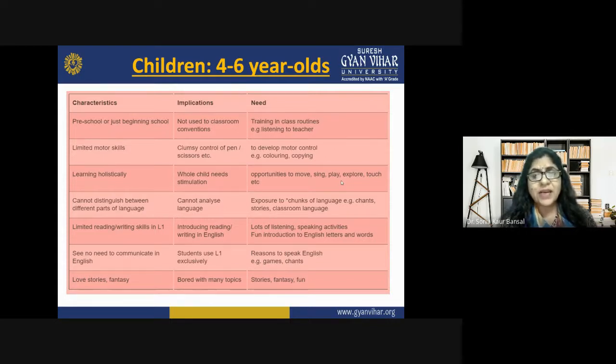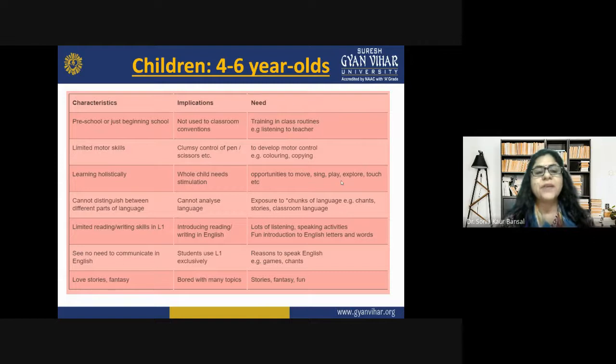The implication is that the child cannot analyze language. So the child needs to develop exposure. He has to be given exposure to chunks of language, such as chants, stories, and classroom language. The child is actually not aware how the poem is recited or how the story is narrated. So different parts of language are not actually exposed to him. So this is the time where we are giving him exposure to how the chunks of language are used.